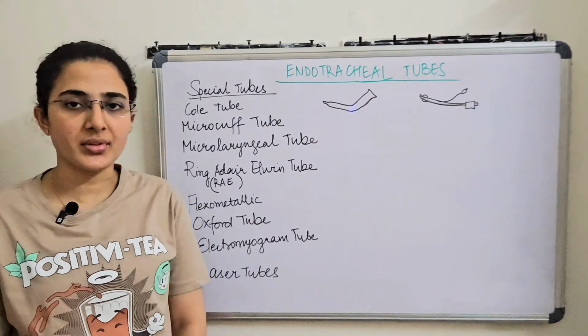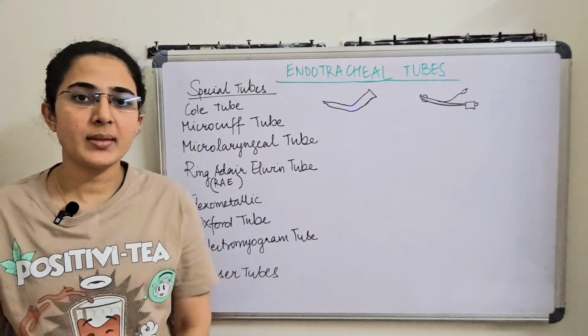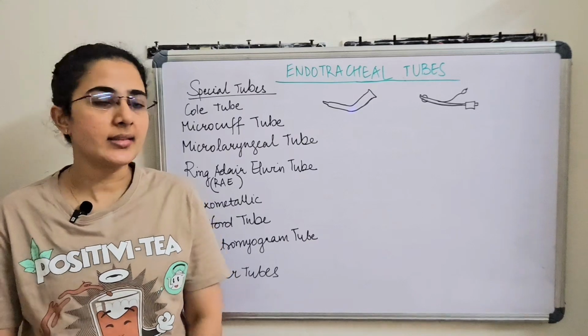We will now be discussing some special types of endotracheal tube, briefly covering certain salient features of each of these tubes. So first is Cole's tube. Cole's tube is basically used for neonatal resuscitation.